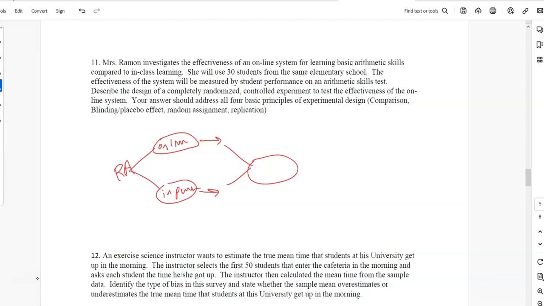In replication, there's 30 students, so we should have 15 in each group. That's not great replication, but it's some replication. Obviously it'd be better if we had 300 students in the groups. But replication is that you've got enough people to perform the experiment.